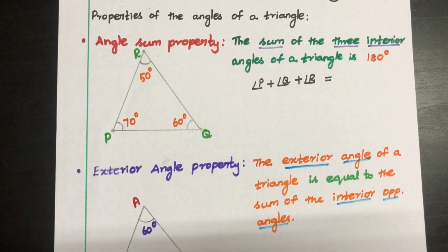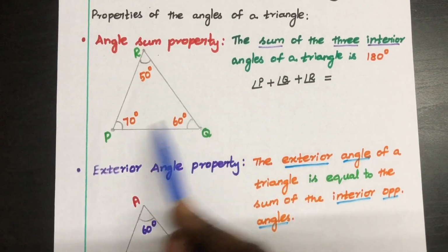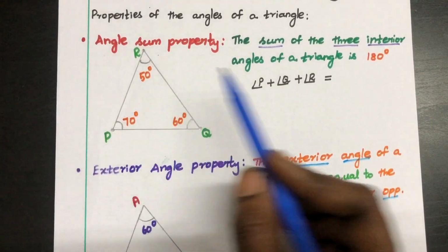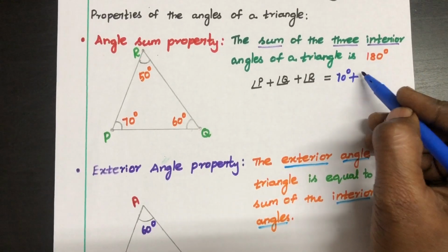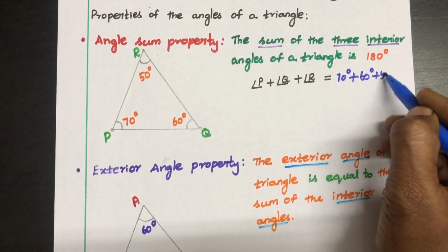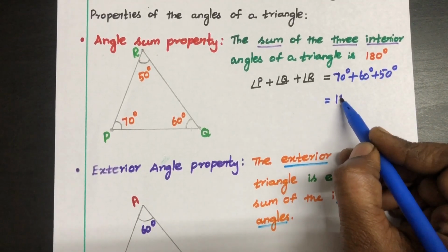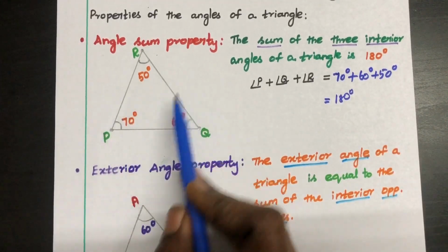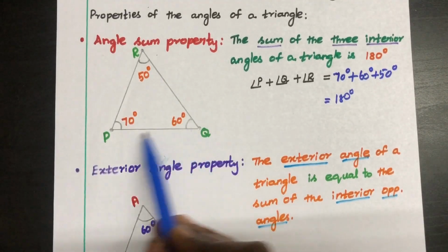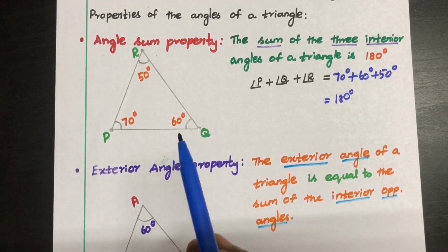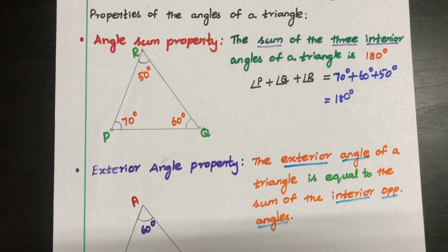See here. Angle P, angle Q, angle R. What are they? Angle P is 70 degrees, angle Q is 60 degrees, angle R is 50 degrees. If you add all these, it will give you 180 degrees. Not only for this type of triangle. Whatever triangle you take, the sum of the 3 angles will always give you 180 degrees. This is one of the main properties, the angle sum property.